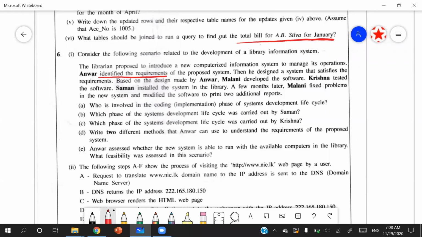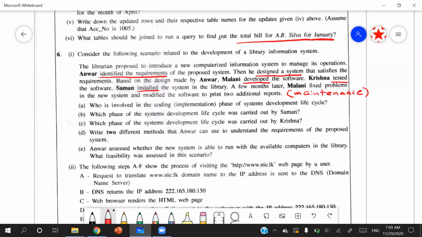And Anwar is the one who designed the system as well, right? So designing the system is the second phase. Based on that, Malini developed the software, that means development. And Krishna is testing it, the fourth one. And someone is installing it, which is the deployment. Then a few months later after the installation, it is regarding the maintenance, right? So in the last point, what they are talking about is the maintenance, right?